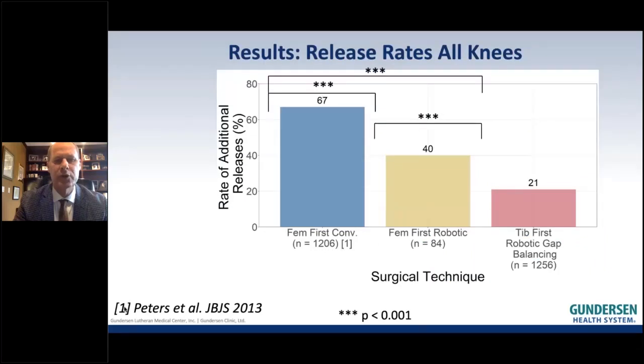So blue is the Chris Peters paper, and he released 67% of his knees overall, and that was the 1,216 cohort that he had. Our femur first group was 40%, and the tibia first balance spot group was 21%.